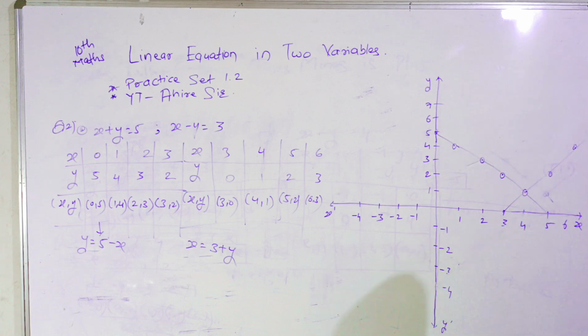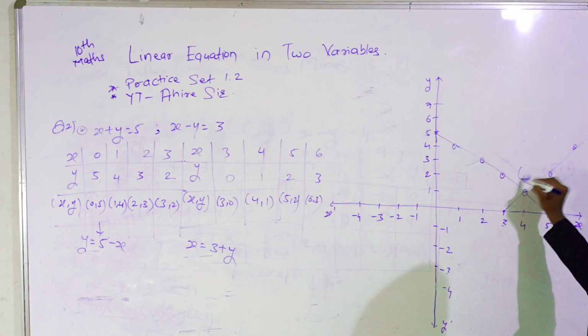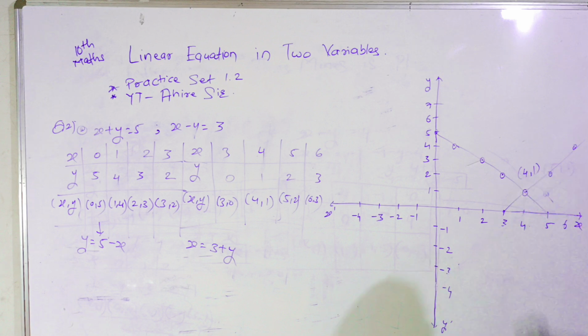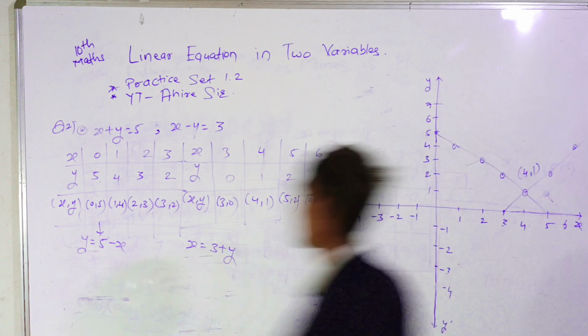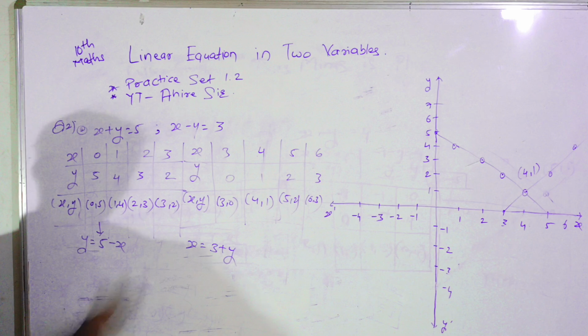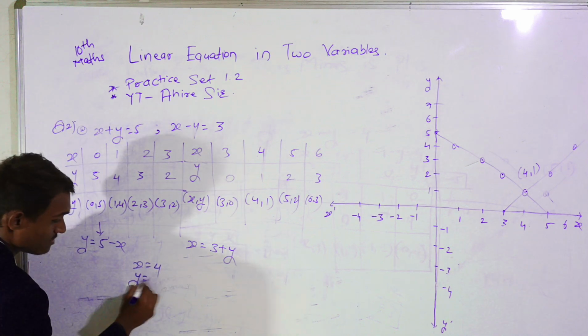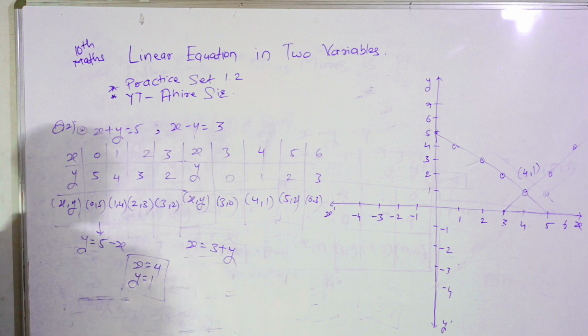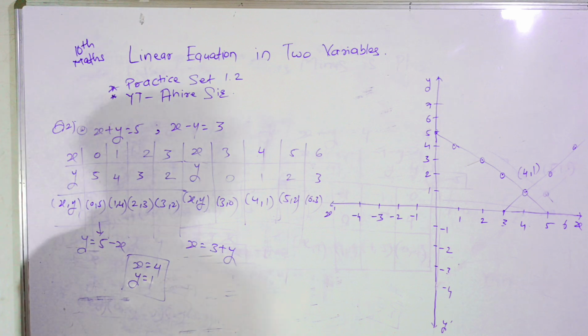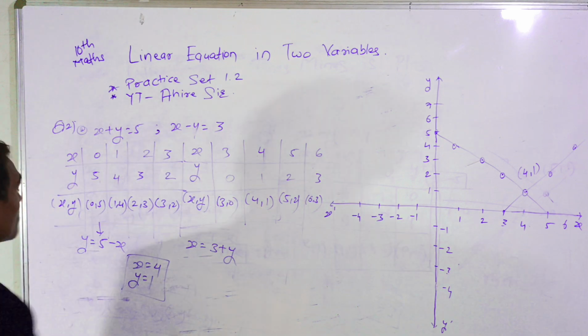The point of intersection is 4 and 1. Where it intersects, it is 4 and 1. So the solution for this equation is x equal to 4, y equal to 1. These are the solutions for this example. Move on to the next one.